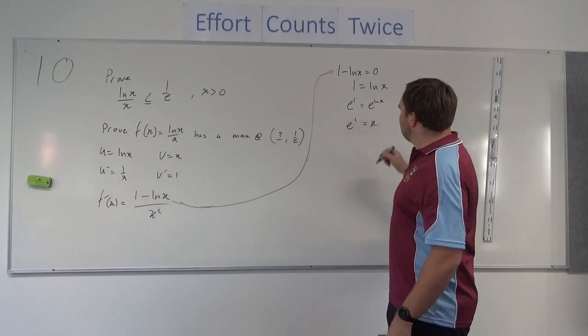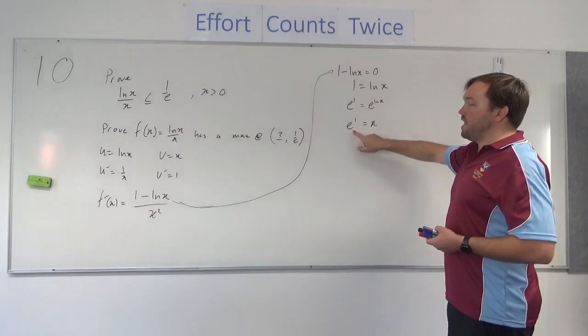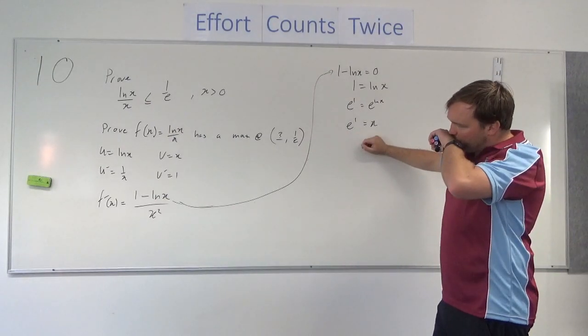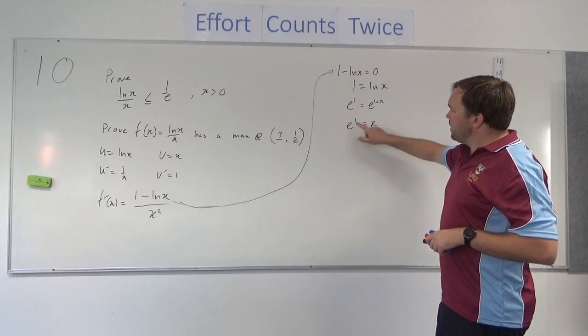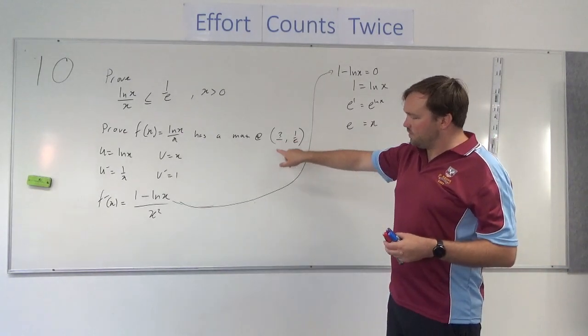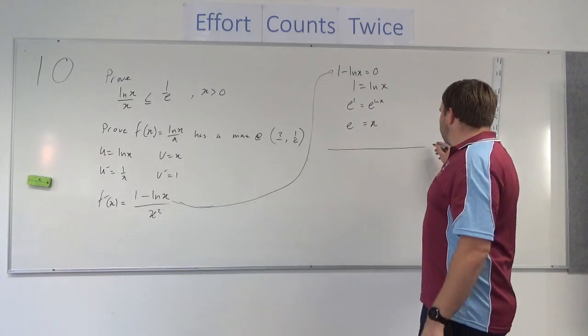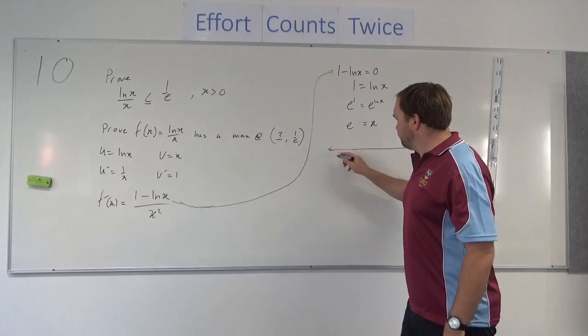Which kind of makes sense because e to the power of what gets us 1? Well, that's just e. Scratch that last sentence. The answer is x equals e. So that's told us this point here, x is e. We haven't actually proved it's a maximum yet, so let's do that.